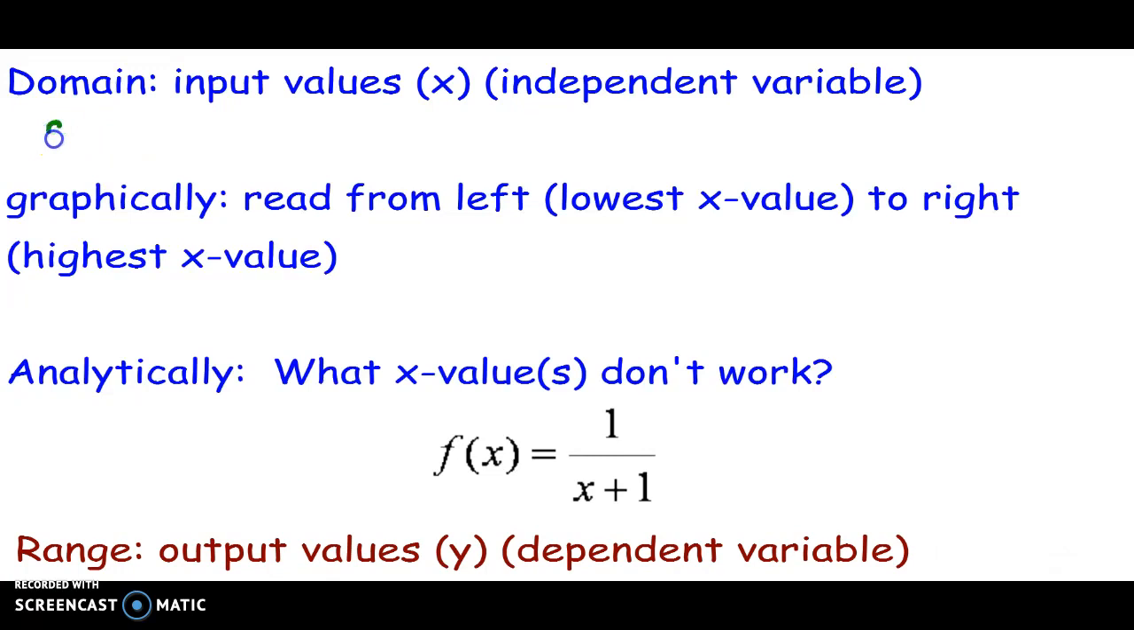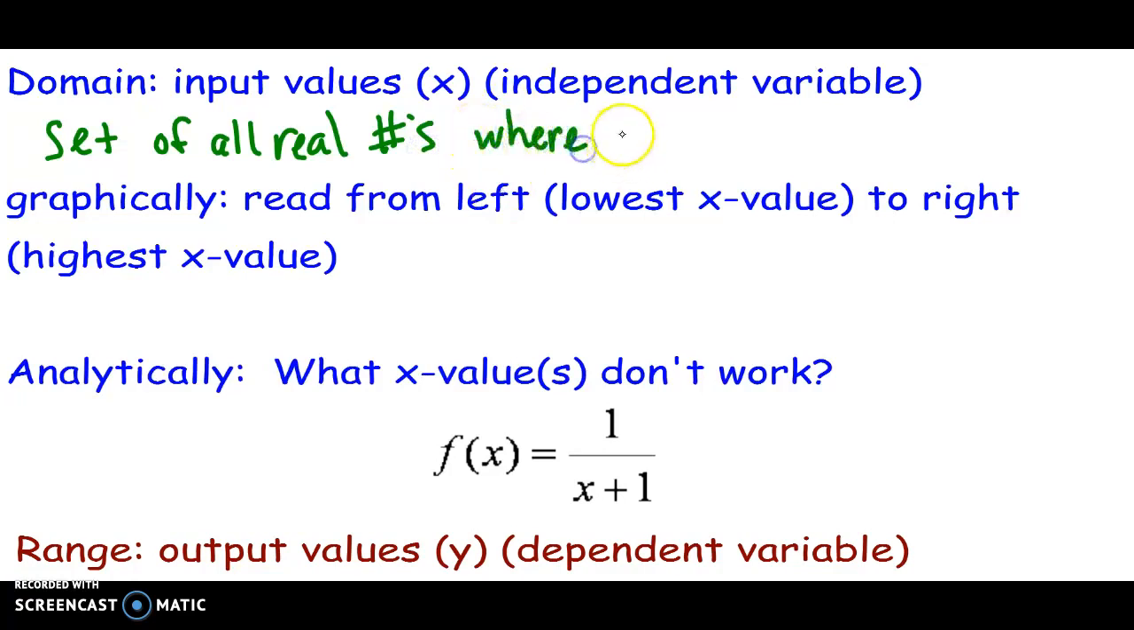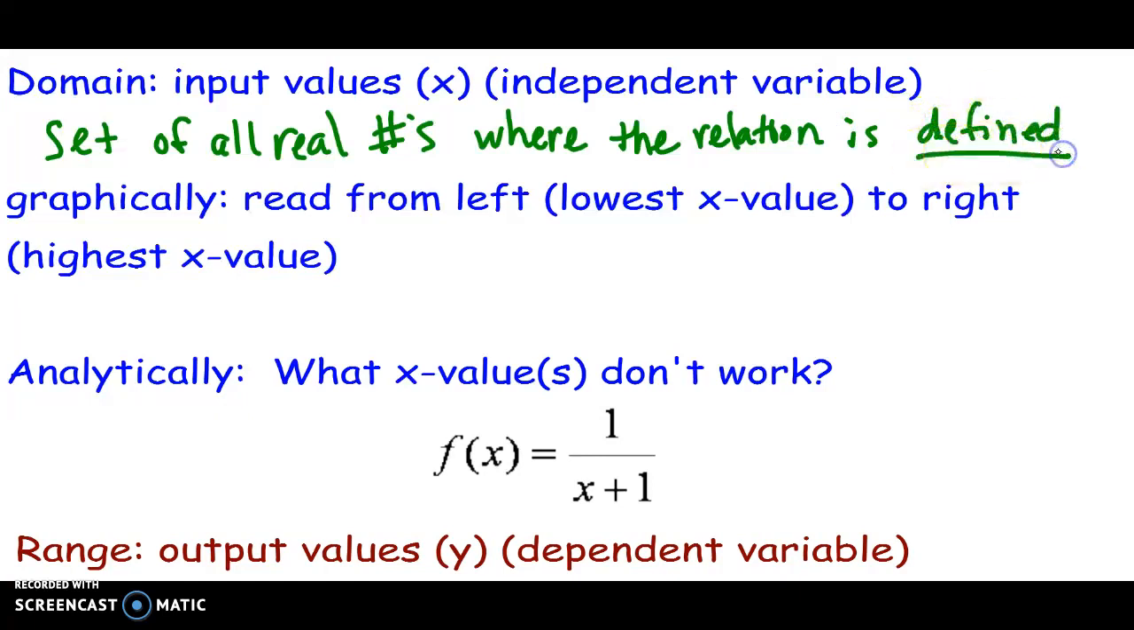Another way to think about domain is it's the set of all real numbers where the relation is defined. That's really important to think about, especially when we are looking at the actual equation. So domain, possible inputs is sometimes where I think it's a good way to think about it. What could I put as an input where it would be defined, where I could get an answer?